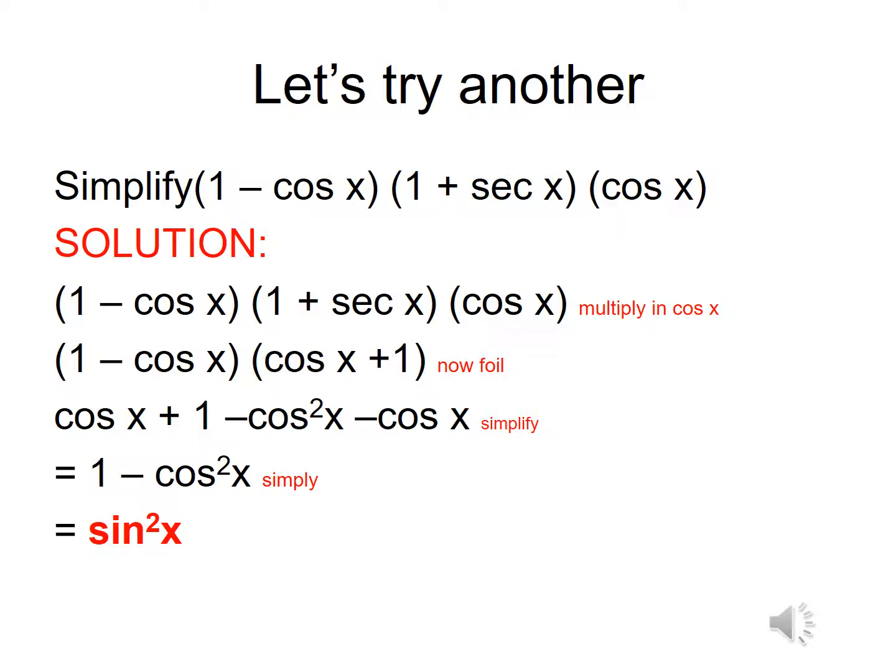When we FOIL them out, we get cosine of x plus 1 minus cosine squared minus cosine of x. Well, these two cosine of x's cancel. We have 1 minus cosine squared of x, which is the same as saying sine squared of x. And we get that by using our Pythagorean identity that says cosine squared of x plus sine squared of x equals 1, meaning if we move cosine to the other side, sine squared of x equals 1 minus cosine squared of x. The whole purpose of simplifying is to rewrite something in as few terms as possible. And so that's why we want to condense the 1 minus cosine squared of x to sine squared of x.